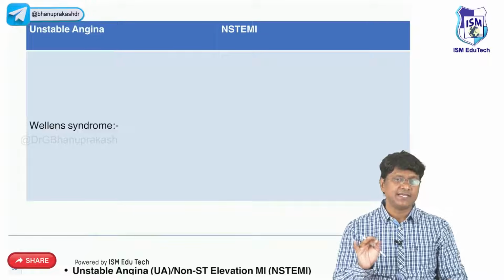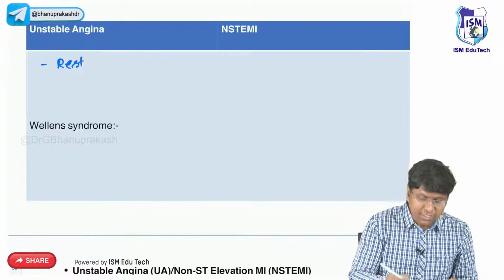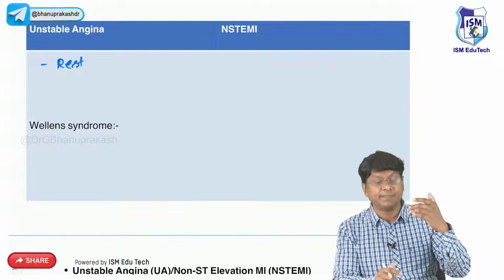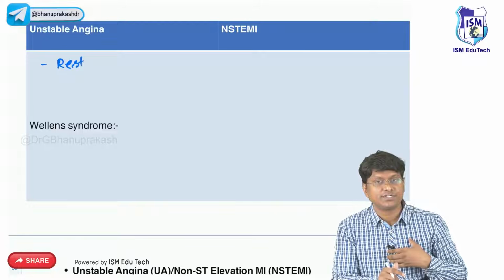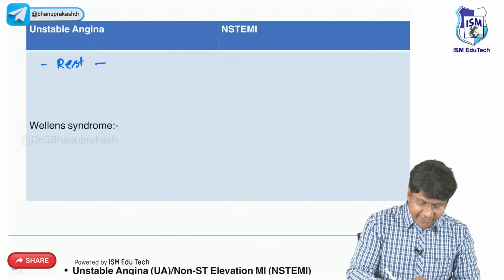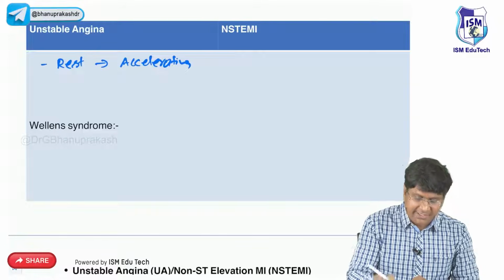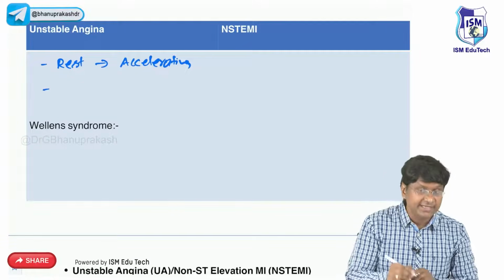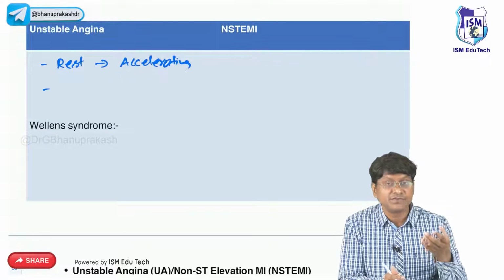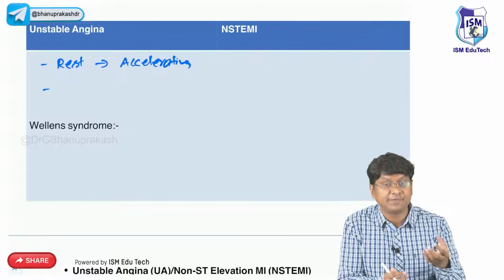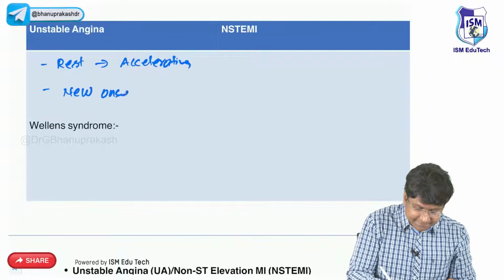In unstable angina, the individual will have angina at rest. It is not like chronic stable angina, where the pain is there only on exertion. But here the chest pain, which is retrosternal in origin, will be there at rest, and it will be accelerating pain, right? The pain increases as time progresses. And the next important point is that the patient will describe the angina as appearing for the first time. So it is the new onset angina.